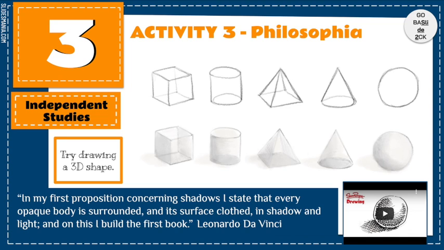Leonardo da Vinci was one of the first people to study the science of light and shadow. He wrote in his book, Of Light and Shadow, "In my first proposition concerning shadows, I state that every opaque body is surrounded, and its surface clothed in shadow and light. And on this I build the first book." Leonardo da Vinci.